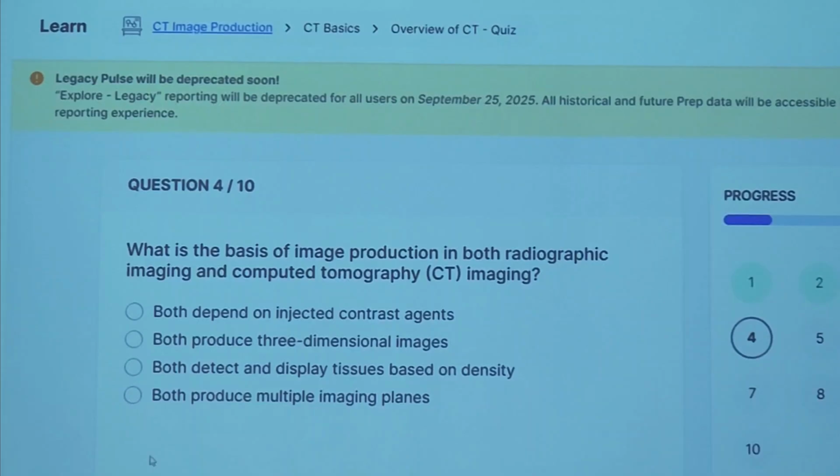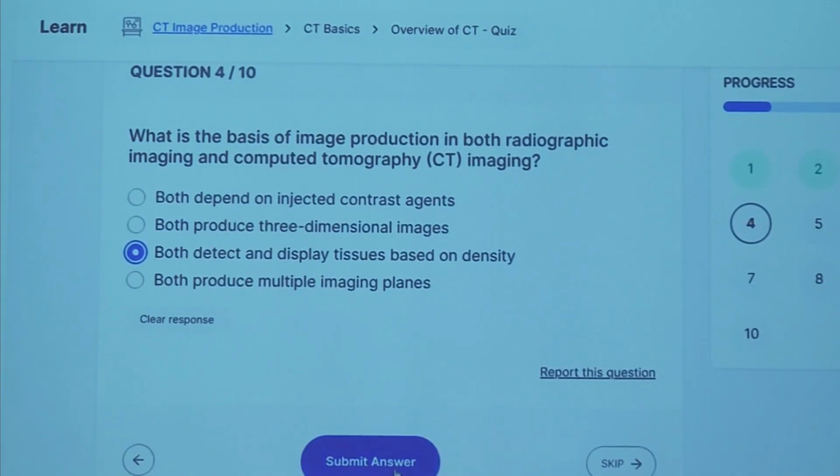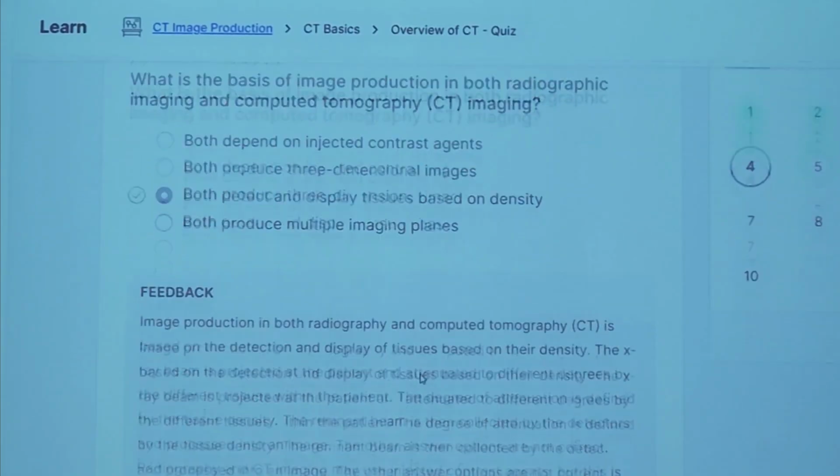Okay. Both detect and display tissues based on density? Absolutely, because this is X-ray. Perfect. Love it. Sometimes these questions just want to trick you, but don't overread some of them, right? You start associating that. All right, next one.